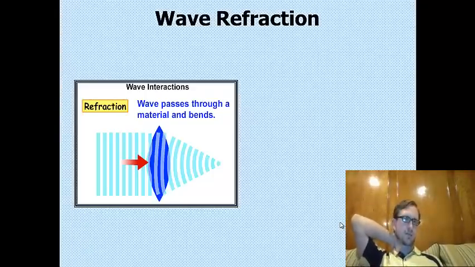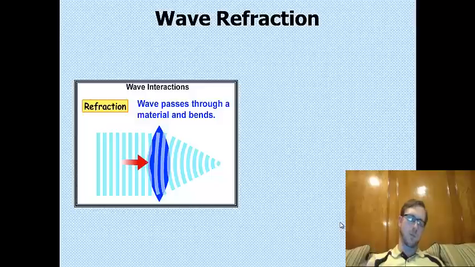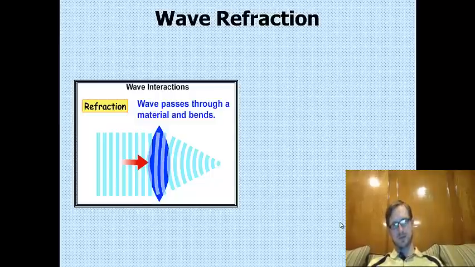Okay, we also have wave refraction. Wave refraction is a little more complicated. It happens when our wave moves from one material into a new material. Because it's moved into a new material, the wave is going to bend. Now, the reason this happens is because the speed of a wave is constant as long as it stays in the same medium. When I say medium, that's the material it's in.